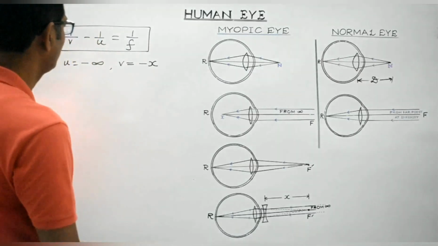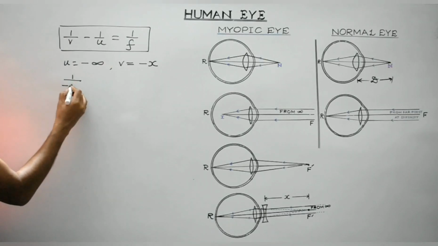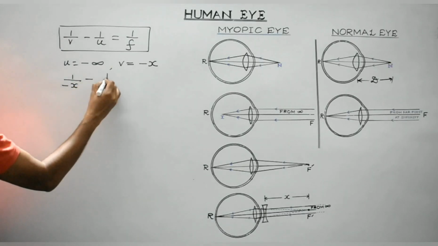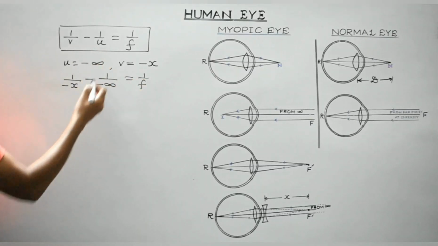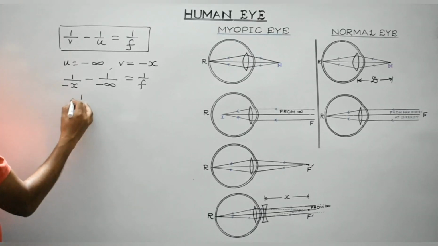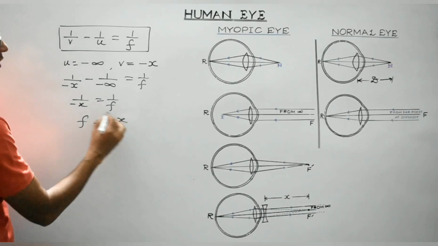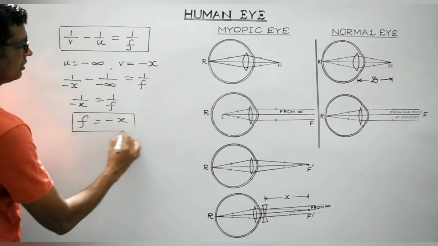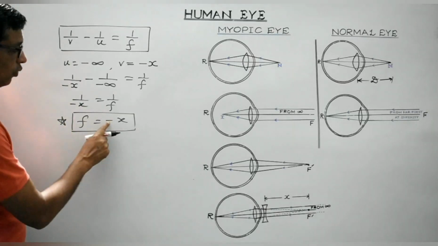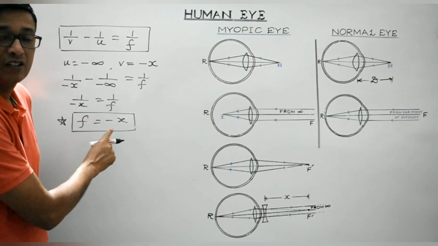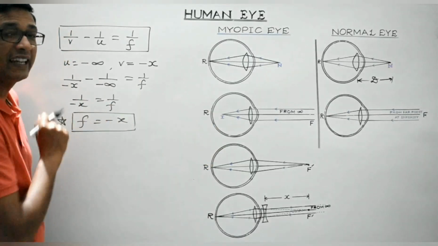Correct, students? So, let's substitute this value over here. What we get is 1 over, in place of V, write it as minus X, minus 1 over, in place of U, write minus infinity, is equal to 1 by F. 1 by infinity is 0. So what you get is 1 by minus X is equal to 1 by F, or F is equal to minus X. So this is a very important formula. Right? Focal length of the spec to be used to cure the myopic eye is found to be negative.